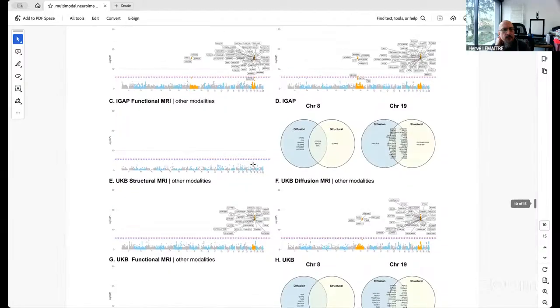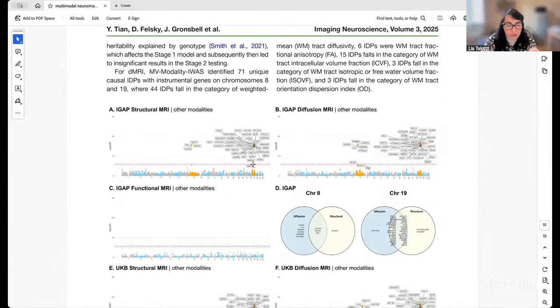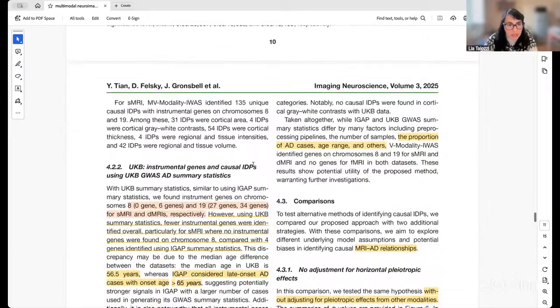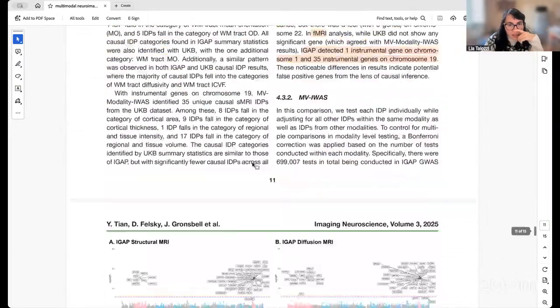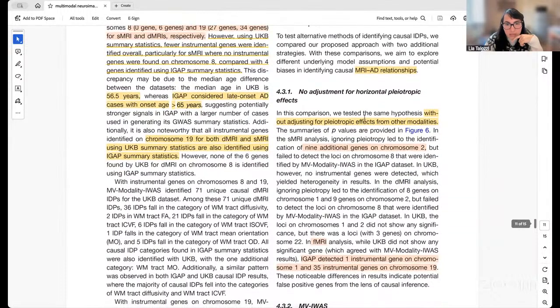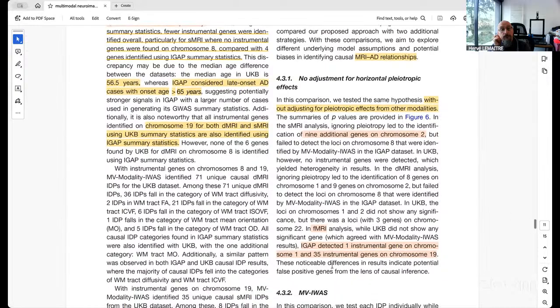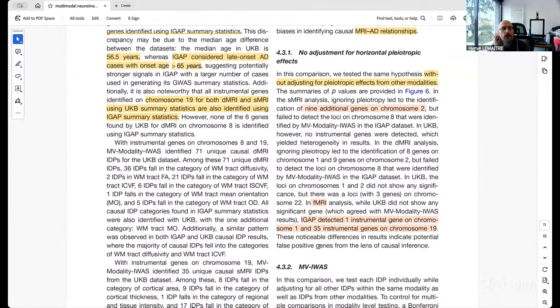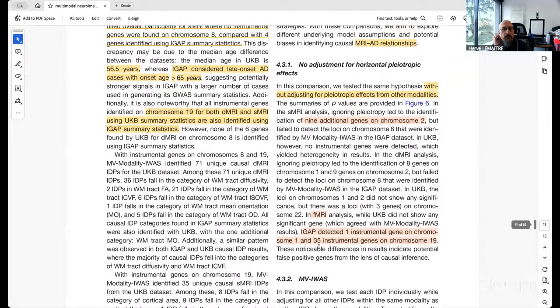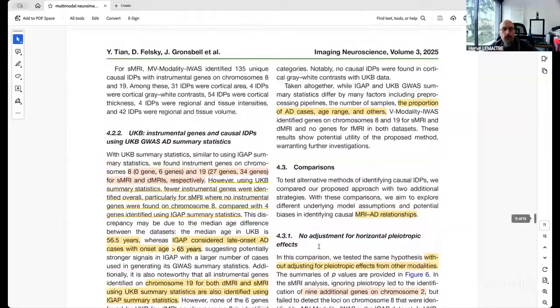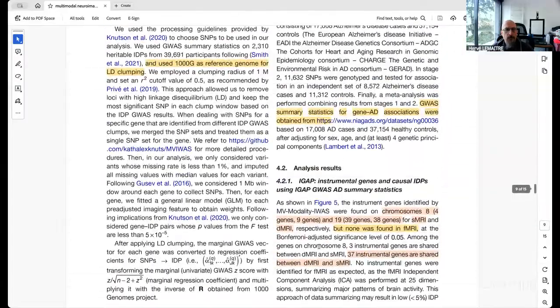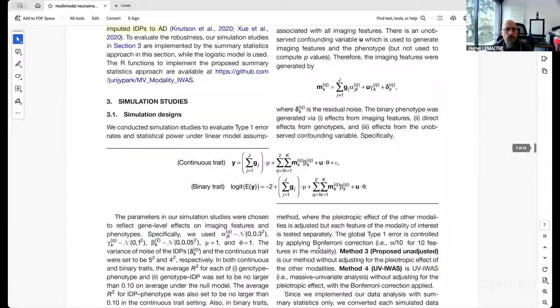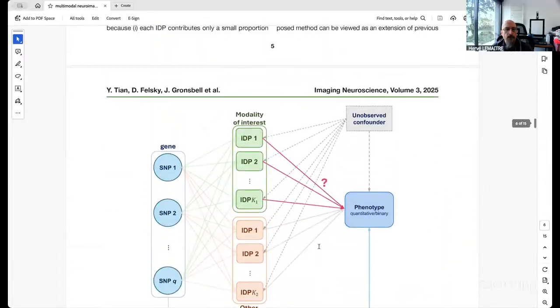It's what you said, this one? This one was correcting for everything, and then they used this no adjustment for horizontal pleiotropy, and there they found a signal in the fMRI dataset, the modality. Okay. Because it's a correction, how do you explain this effect? It's because they separate the effect of the other modalities, and in this way they can adjust the functional MRI signal to be more sensitive.